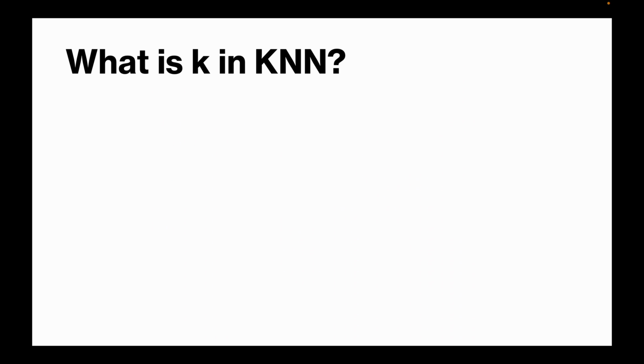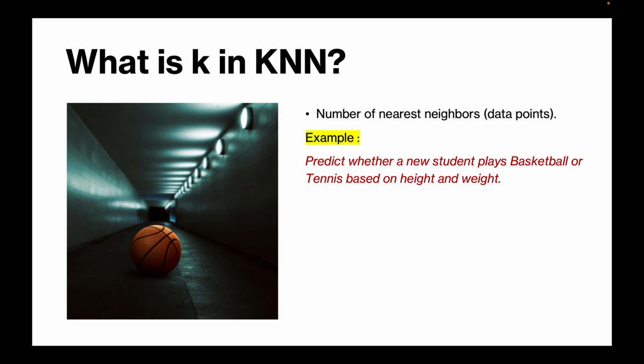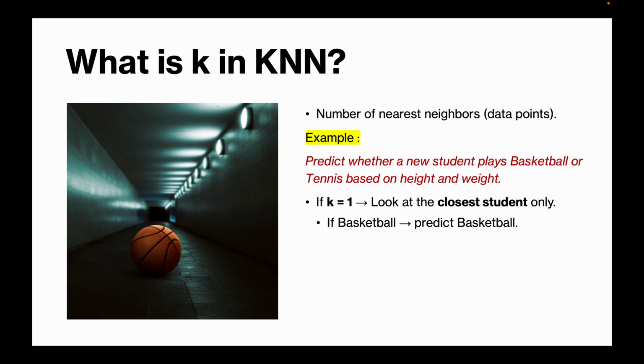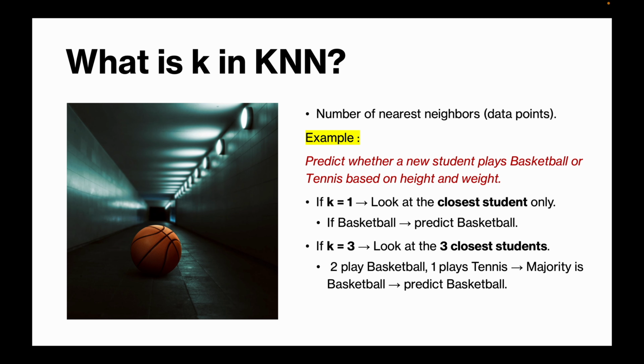What is k in KNN? In KNN, k is the number of nearest neighbors the algorithm considers while making a prediction. Let's see an example. If we want to predict whether a new student plays basketball or tennis based on his or her height and weight, then if k equals 1, we look at the closest student only. And if that student plays basketball, then it will predict basketball. But if k equals 3, we look at the 3 closest students. If 2 students play basketball and 1 plays tennis, then the majority is basketball.